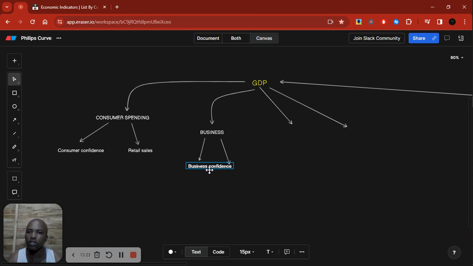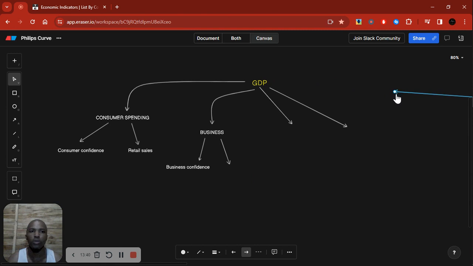Because remember, like we said, on the demand side or demand pull inflation, it is consumers and businesses. So if the confidence of business owners is not there or it's decreasing, then that's not good for the economy, because that means the economy won't really grow that much. So that is what we have there.